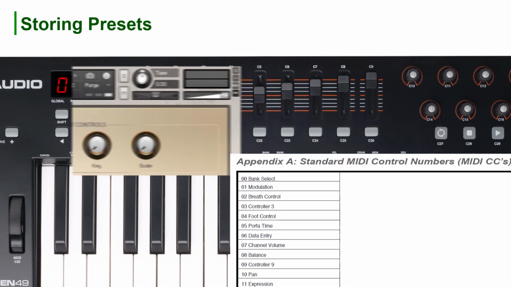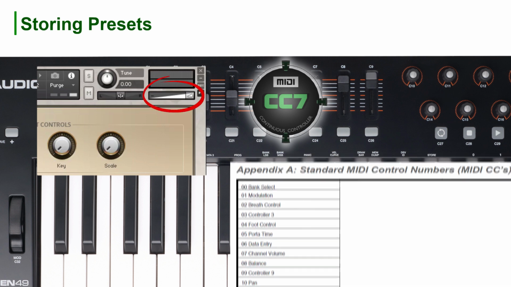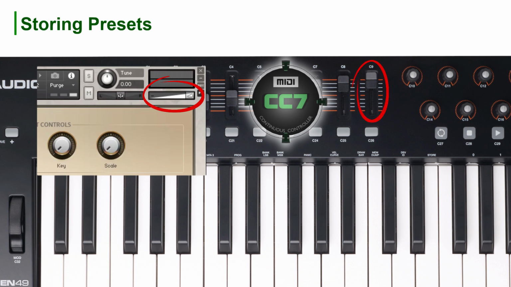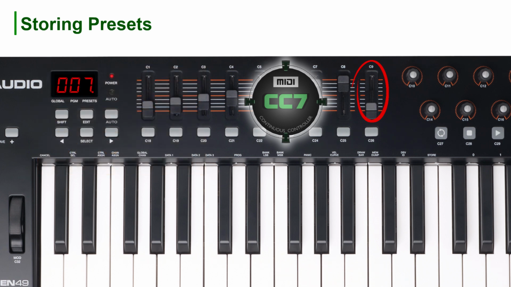Since we're already looking at Kontakt, I should point out that CC7, or channel volume, is another common MIDI message which Kontakt will respond to by default. It's no coincidence that the Oxygen slider on the right will send CC7 messages if you load one of the general MIDI presets. So that slider will control the volume of Kontakt and many other software instruments for free. Of course, now you know how to change the behavior of that slider if you want to, but I quite like having it set to CC7.